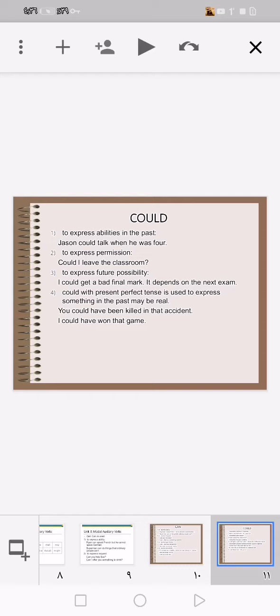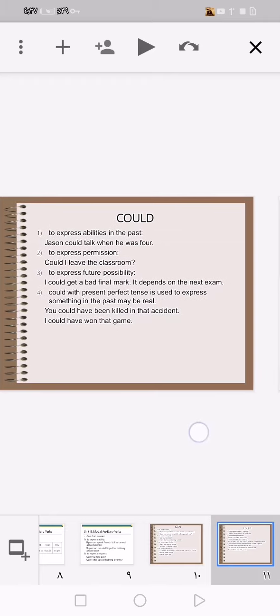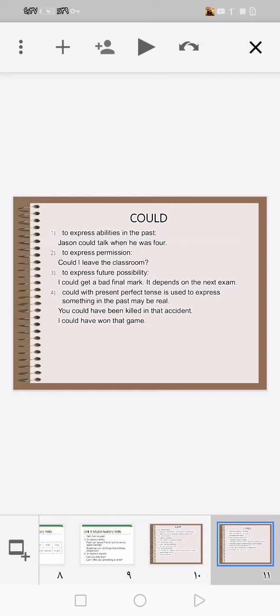Could, to express ability in the past. Jackson could talk when he was 4. Number two, to express permission. Could I leave the classroom? Number three, to express future possibility. I could get a bad final mark. It depends on the next exam.